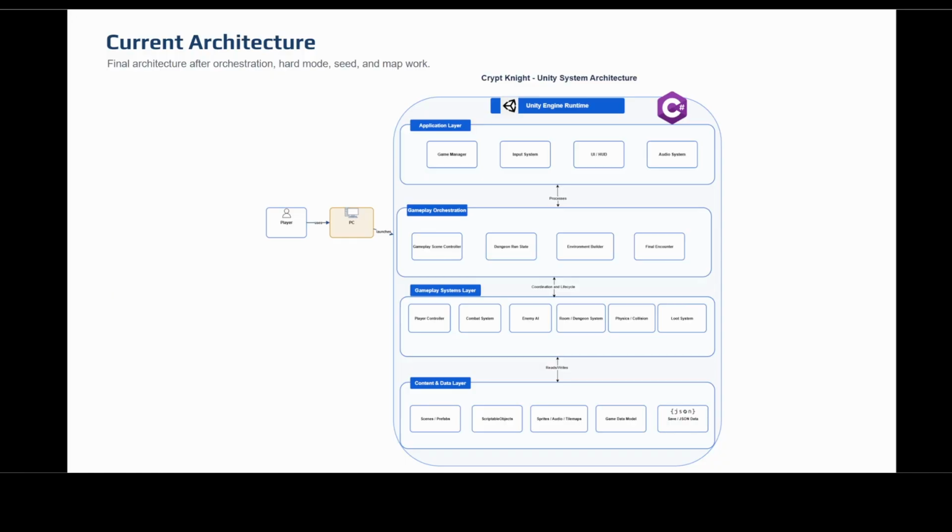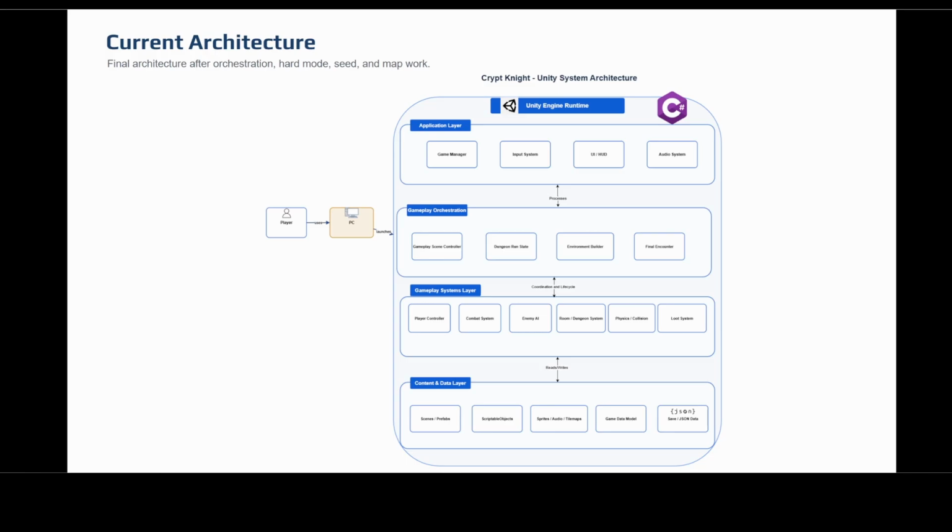I did not fully understand the normal architecture of a game system when I first started out, so I didn't realize how necessary it was to differentiate the gameplay orchestration and gameplay system layers so that they could coordinate and process the flow smoothly. The new architecture represents that new understanding.